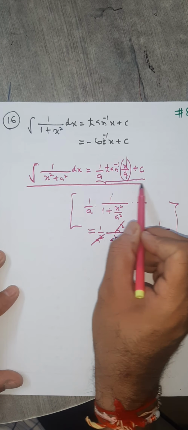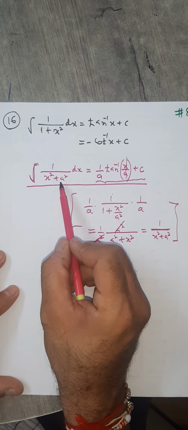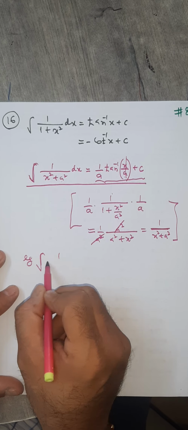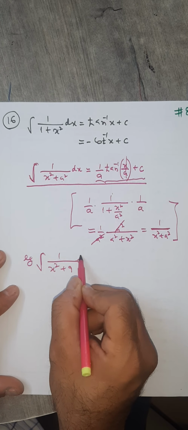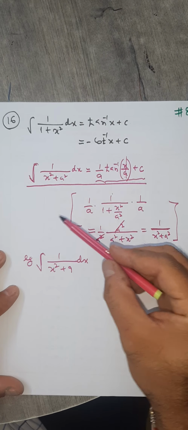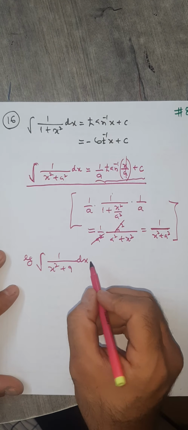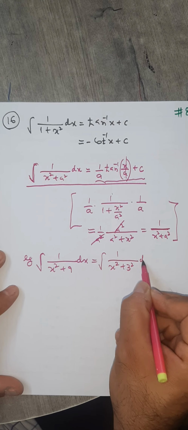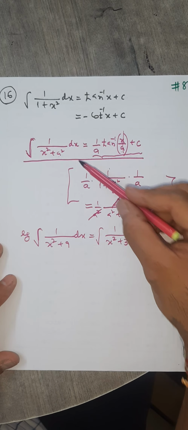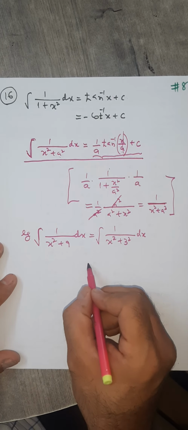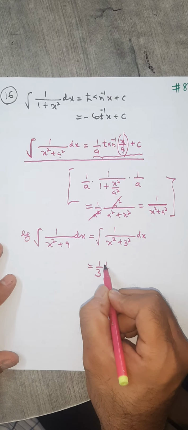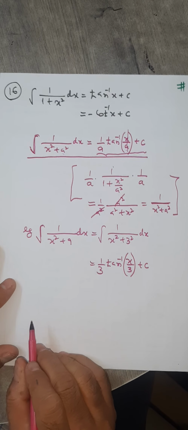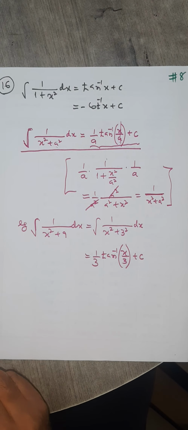So the next important formula is this. If you have 1 here, it is just this one. For example, I have 1 upon x squared plus 9. Now in this case, you cannot use this formula because here it is 1, here it is 9. So how do I rewrite? I can write it like this, x squared plus 3 squared. Now it's just this formula, a equals to 3 here. So I have 1 upon 3 tan inverse x by a, that is x by 3, plus c. This is your answer. Plus c, we always put in integration.